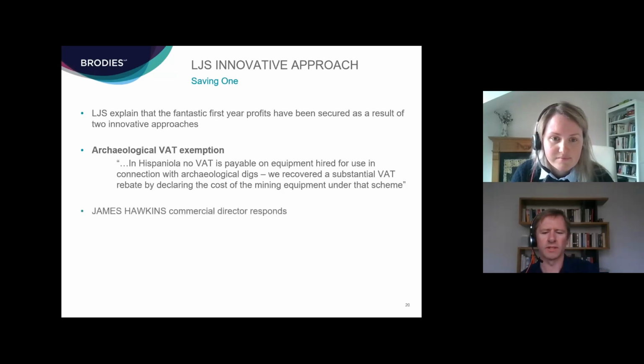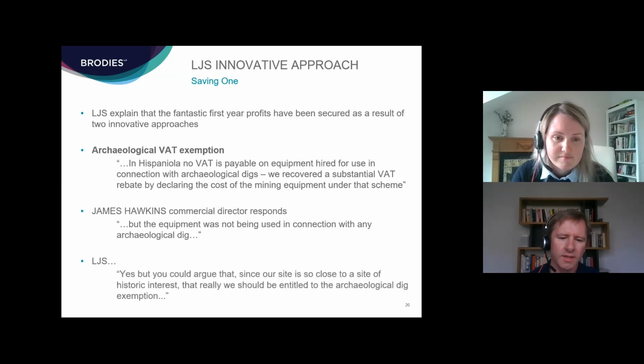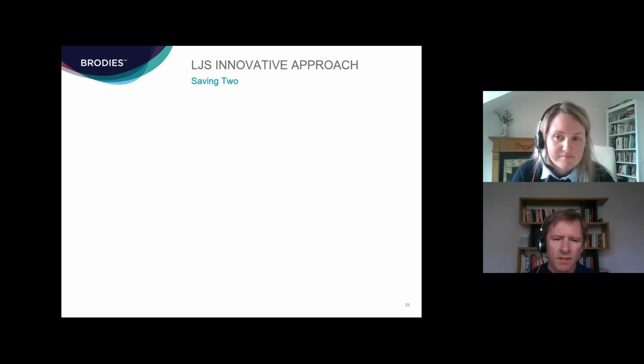James Hawkins, commercial director, is a little bit puzzled. He's thinking, but the equipment was not being used in connection with any archaeological dig. Long John Silver, they're clever guys, their response, yes, but you could argue that since our site is so close to a site of historic interest, that really we should be entitled to that archaeological dig exemption. And that was the rationale in which they made that claim.